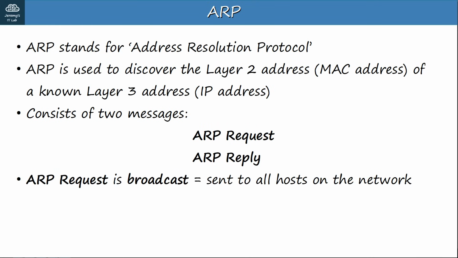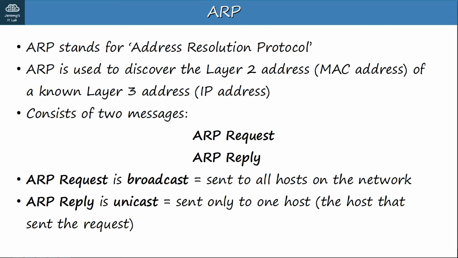The ARP request is sent as a broadcast Ethernet frame. Broadcast means it is sent to all hosts on the network. Because the layer 2 address of the destination host is unknown, it broadcasts the request and waits for a reply from the correct device. The ARP reply is unicast. We learned about unicast frames in the last video. A unicast frame is sent to only one host. In this case, it's the host that sent the ARP request.